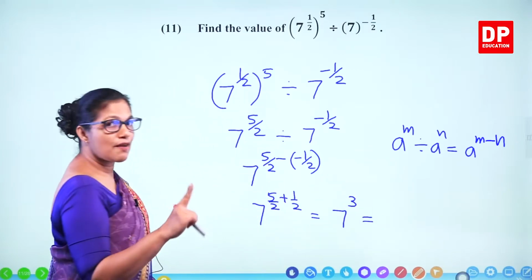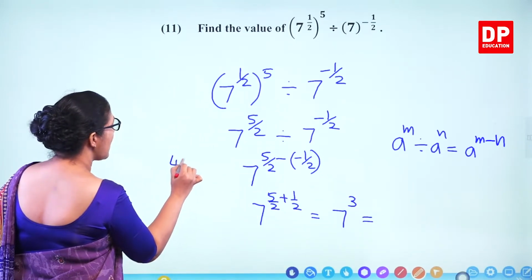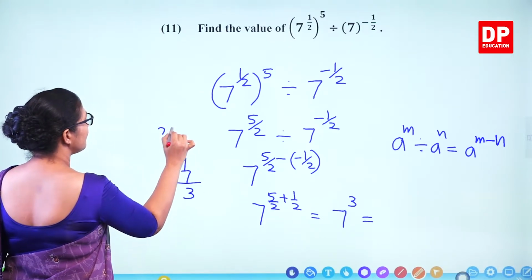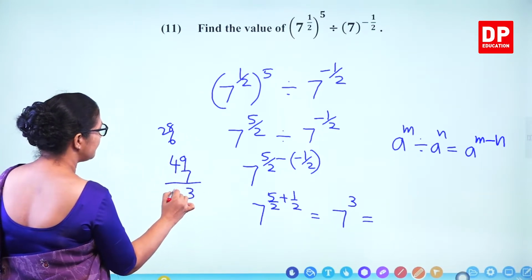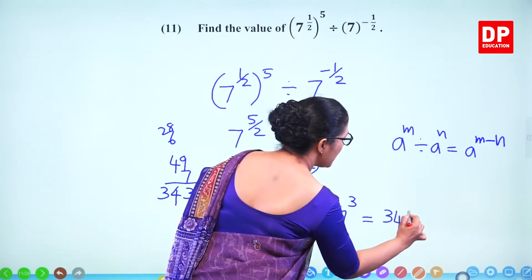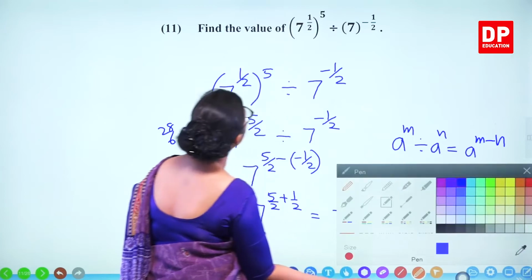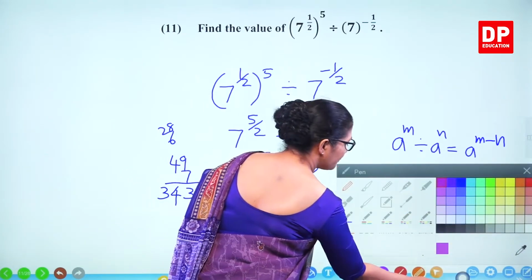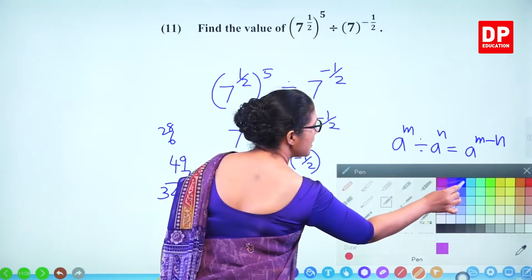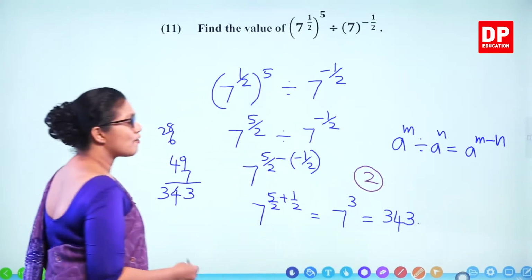What's 7 times 7? 49. 49 times 7. 28 plus 6. 343 is the answer. So they are asking, find the value. So 2 marks for that. 1 mark for the final answer and 1 mark for the method.